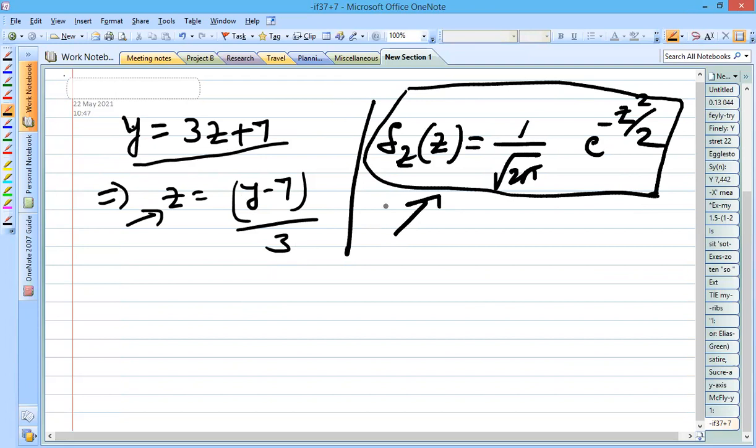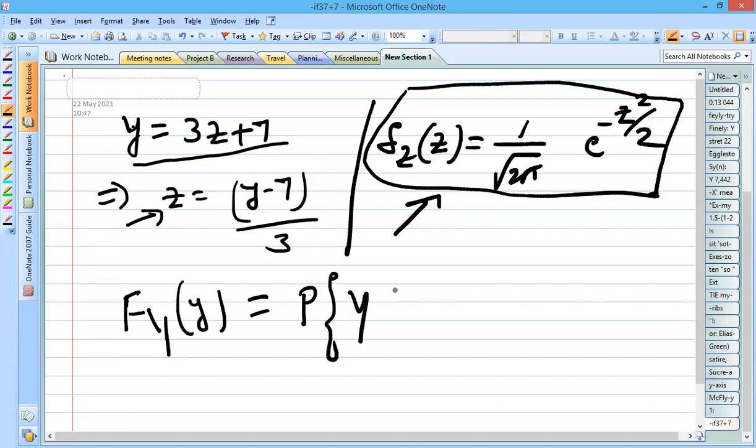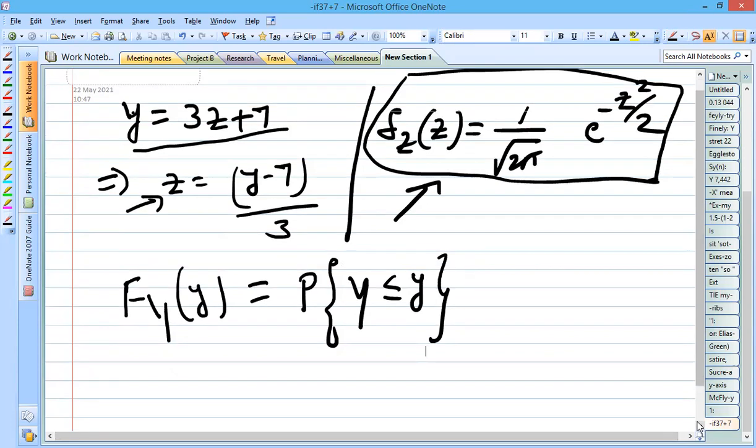Now, in order to get this equation fy of y, first we are going to get the CDF. As I told, the CDF can be represented using the capital letter. So we can write capital Fy of y. It can be obtained by the equation probability of capital Y less than or equal to small y. That is nothing but the random variable y should be less than or equal to the independent variable small y.